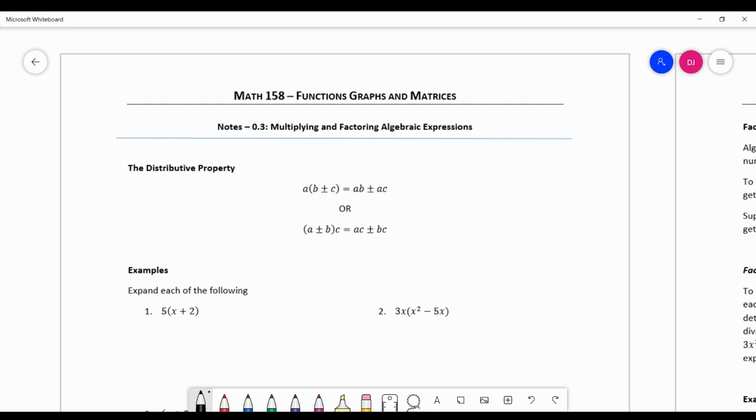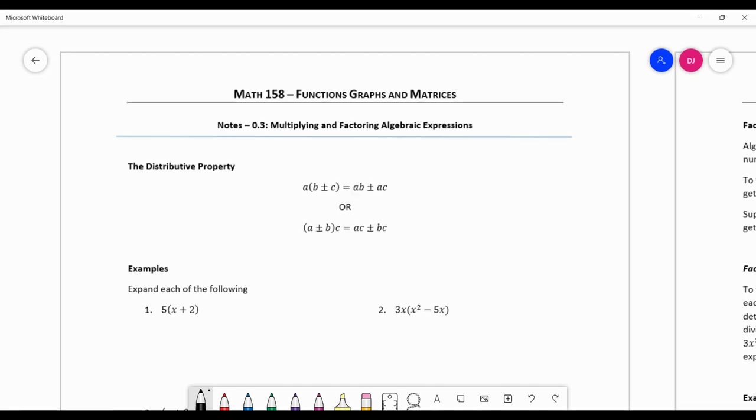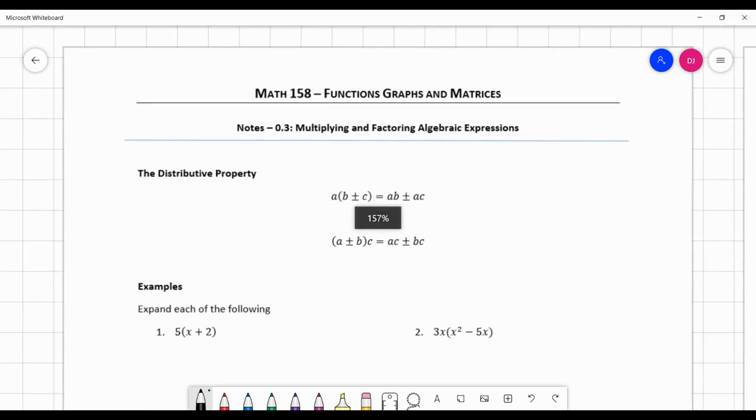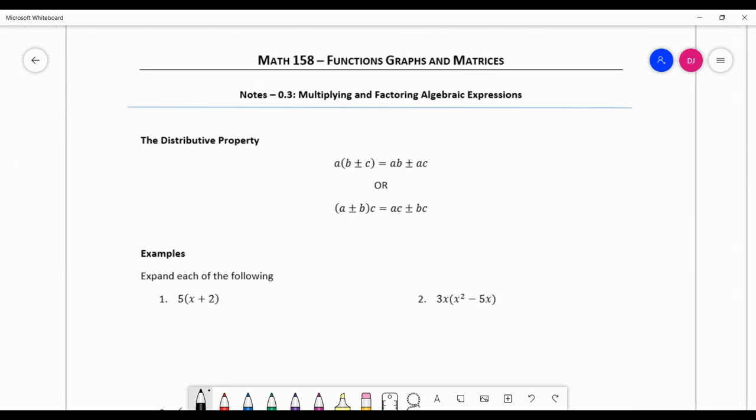Okay, so this is Math 158, section 0.3. This is the first section of the semester, and what we're going to do is start today by looking at a little bit of algebra-type review, looking at the distributive property, factoring, expanding, and getting prepared for the first unit of this course, which is functions. Again, the course is called Functions, Graphs, and Matrices.